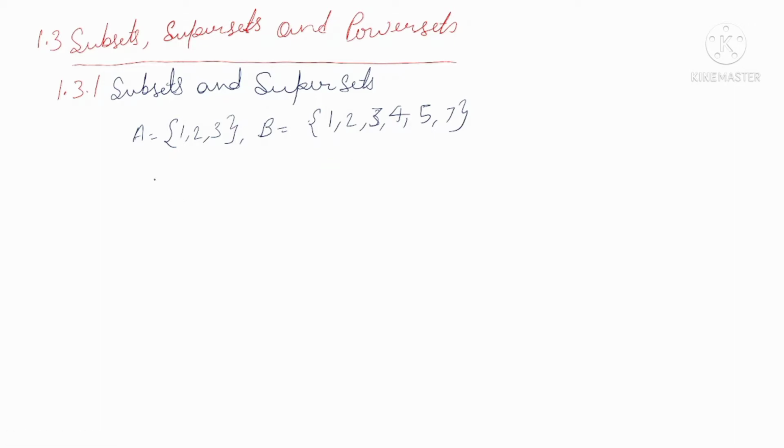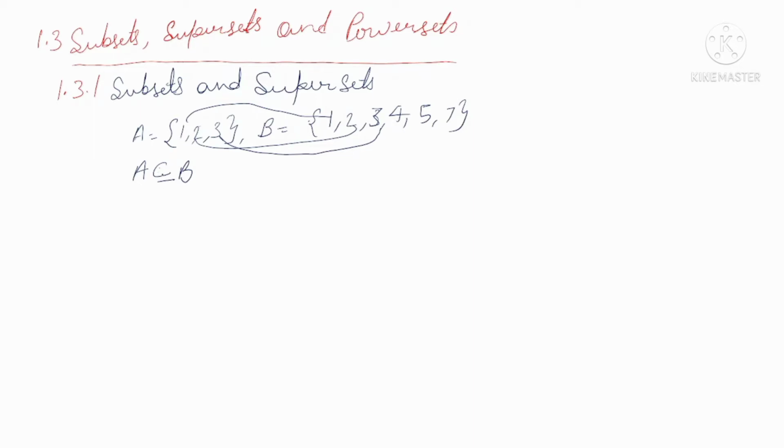So if each element of a set belongs to another set, then we say that the first set is a subset of the other set. So here you can see 1 is here, 2 also here, and 3 also. So these all three elements are also present in B, so that's why we can say A is a subset of B, and that can be denoted by this symbol. Okay, this is the notation, the symbol we use for subset.